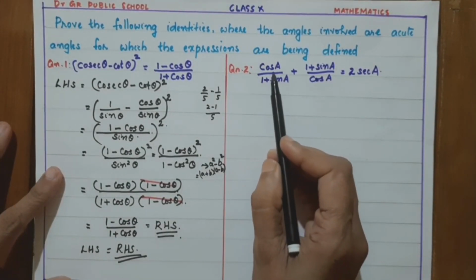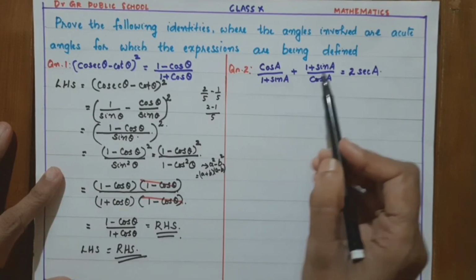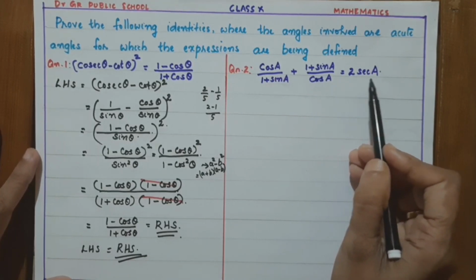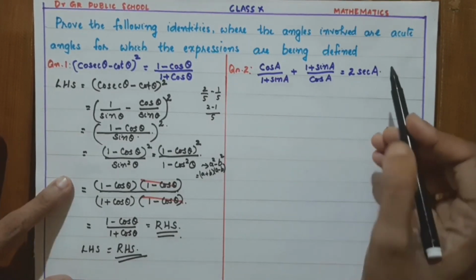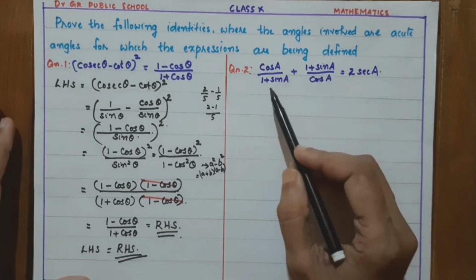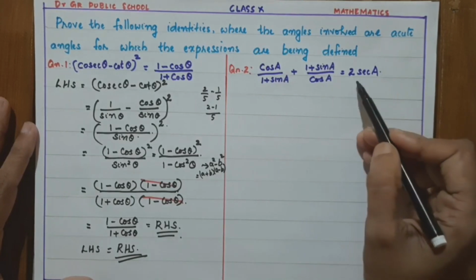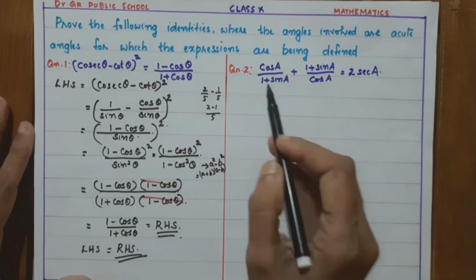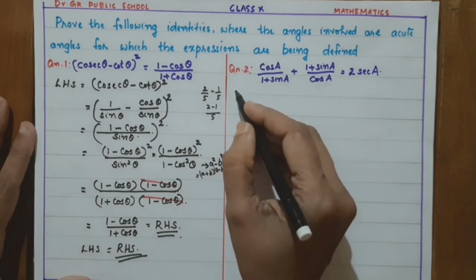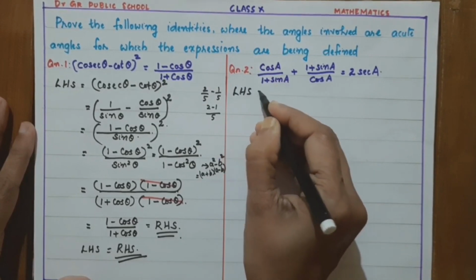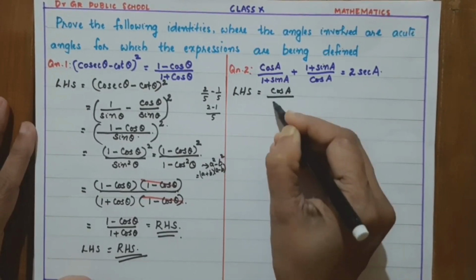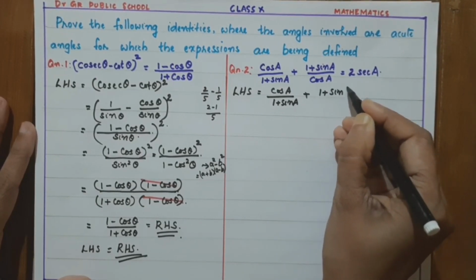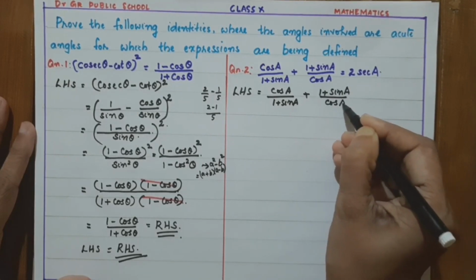We have to prove cos A by 1 plus sin A plus 1 plus sin A by cos A is equal to 2 into cosec A. Okay, this is to be proved. See, here also we can simplify the LHS. The RHS is a very simple one, 2 into cosec A. There we can't do anything more. So we can start with the LHS. What is the LHS? LHS is equal to cos A by 1 plus sin A plus 1 plus sin A by cos A. Isn't it?